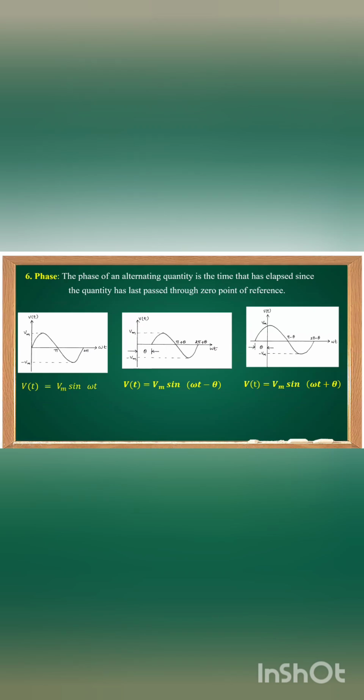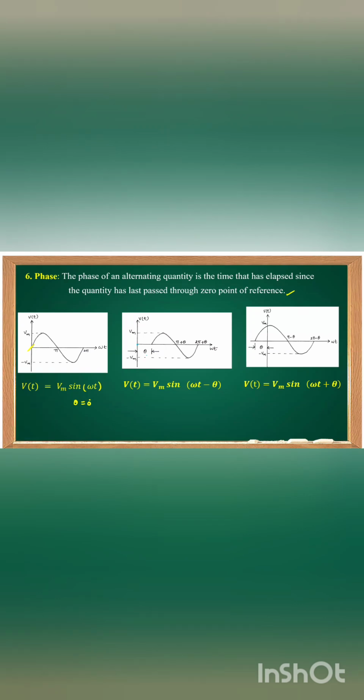Next. One more terminology is phase. How do we define the phase? This is important. The phase of an alternating quantity is the time that has elapsed since the quantity has passed through 0 point of reference. Here, this is passing through 0. Then in this case, theta equal to 0 degrees, sine omega t, phase equal to 0. Now, this waveform is not started at 0.